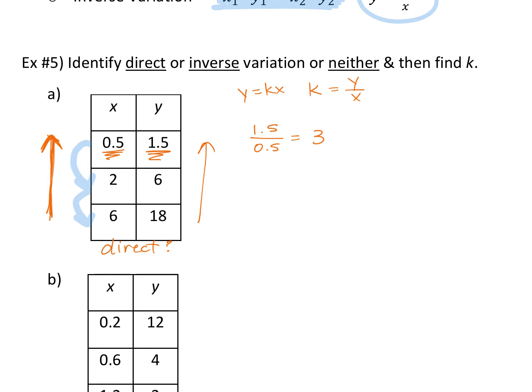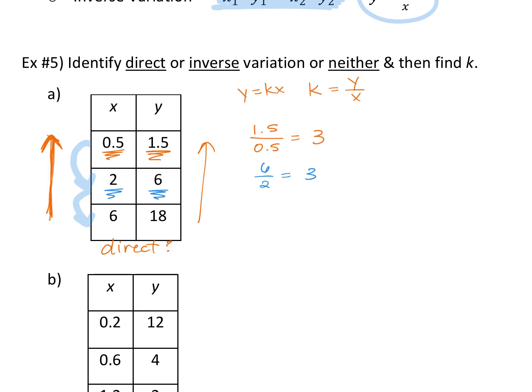Now do the next one. Y value over X value, 6 over 2, you get 3. And it might be tempting right here to be like, oh, yep, they're the same, I'm done. You can't stop. They all have to follow it. Now, when you can stop is if one of them is different, it's not direct variation or inverse variation. So as soon as you see a different number, you can be done. But you can't be done until you see a different number, okay? Or until you check them all.